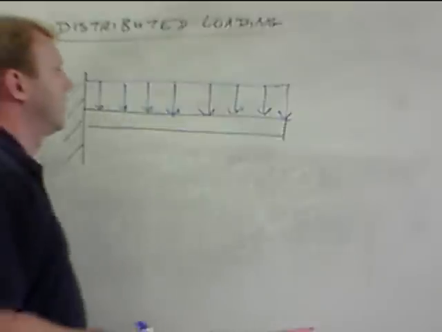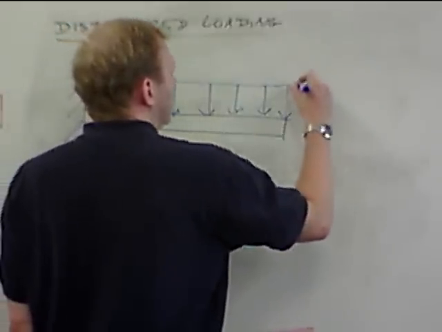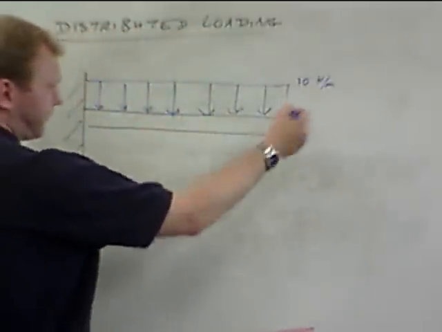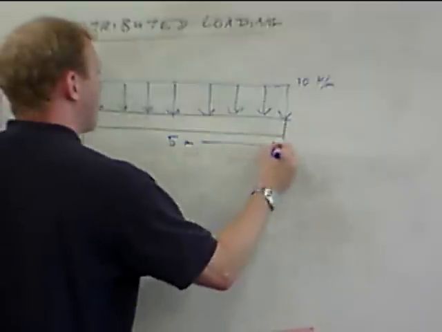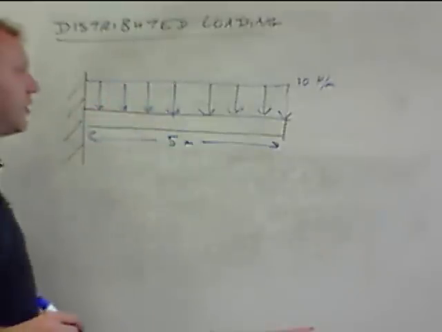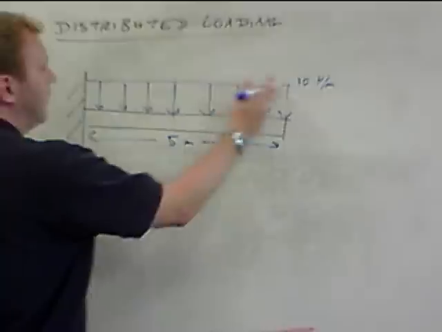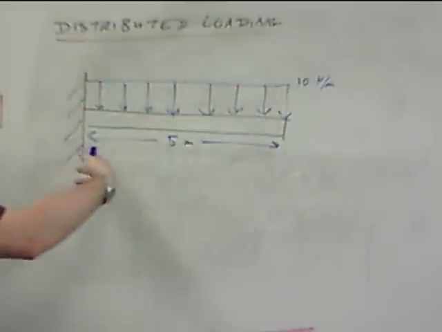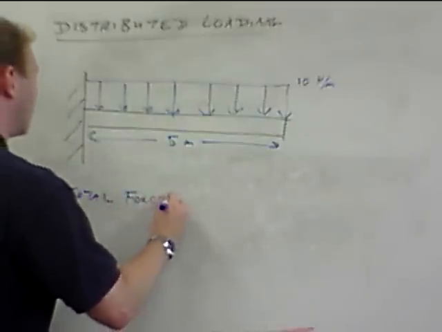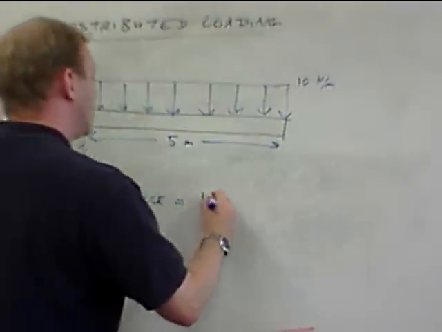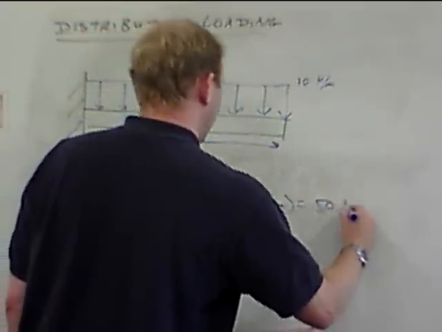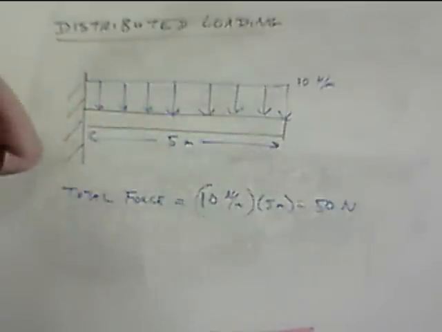Okay, so I'm going to say this is arbitrarily, say, 10 newtons per meter, and then this is going to be, we'll just say 5 meters long. Okay, so finding the total force on this thing is really quite simple. You've got 10 newtons for every meter of length, and you've got 5 meters of length, so the total force is equal to 10 newtons per meter times 5 meters, which is equal to 50 newtons. So there's a total load of 50 newtons downward on this beam.